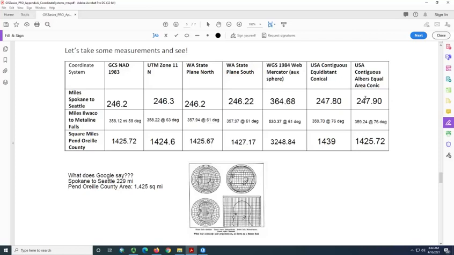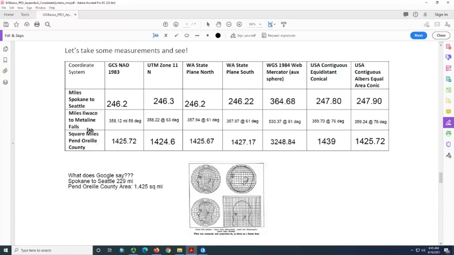Interestingly enough, if we compare it to what Google says Spokane to Seattle, not driving, but straight line distance is 229 miles. What might be going on there is that the dot that's placed on my map isn't the same place that Google calculates as the center of Seattle. That might be what's going on there. But just to be honest, we get 229 when we ask Google how far that distance is, straight line. So, like I said, I think that might just be dealing with a different location of the city dot.